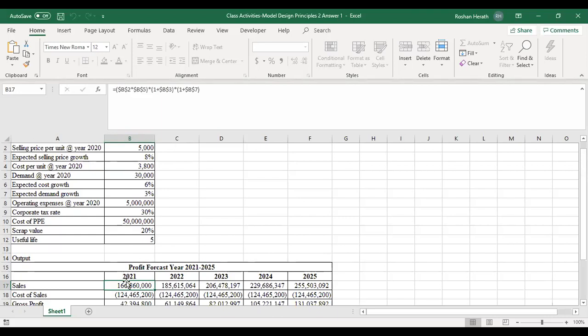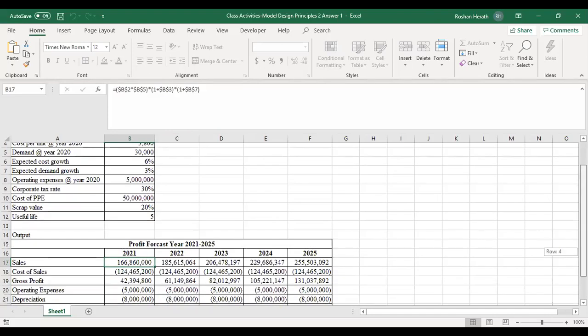But the question requires starting from 2021. So there I have brought in the annual growth in the selling price. I have taken the 2020 sales multiplied by 1 plus the expected sales price growth, and it is multiplied by the demand growth as well. So I have incorporated both. That's how I have generated the 2021 sales.